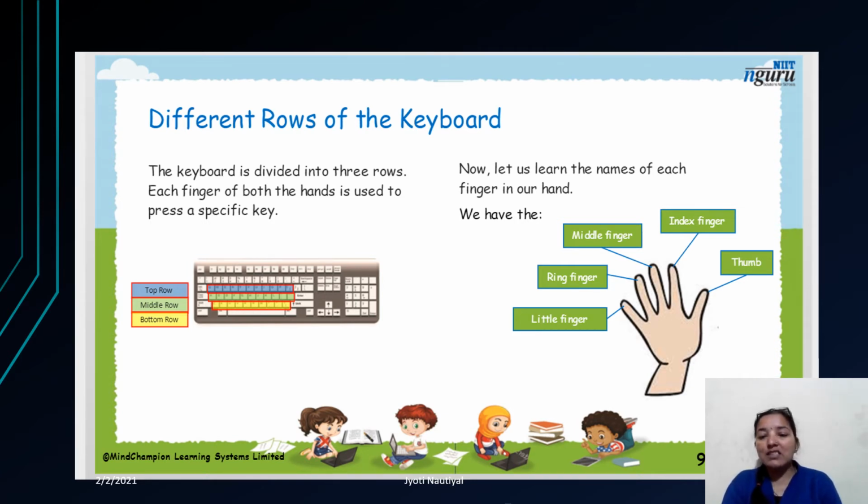Let's come to this portion of the slide. Now let us learn the names of each finger in our hand: little finger, ring finger, middle finger, index finger and thumb. Why are we calling out the names of the fingers? Because in further slides you will see which finger you have to use where. So let's move ahead.